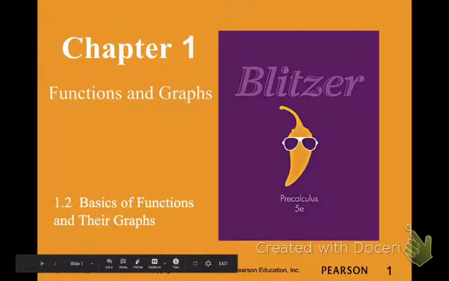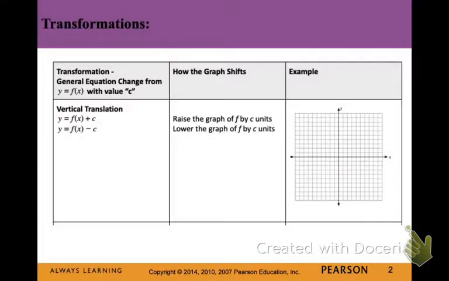Precalculus, Chapter 1, Section 2. And this is actually going to be part 1 of the notes. In this part of the notes, we're going to go over just a review of transformations of equations. And specifically, we're going to look at what happens with the graph of the equation with these transformations.